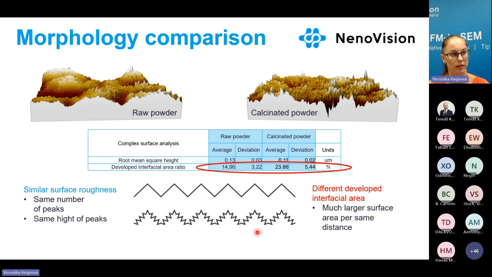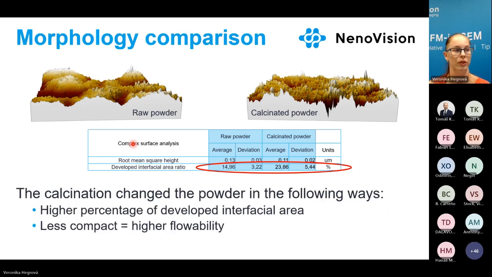That's this part, where we see smaller peaks within the morphology. And that is the reason why macroscopical properties are different, or probably this reason. So it is less compact and it has higher flowability when calcinated.